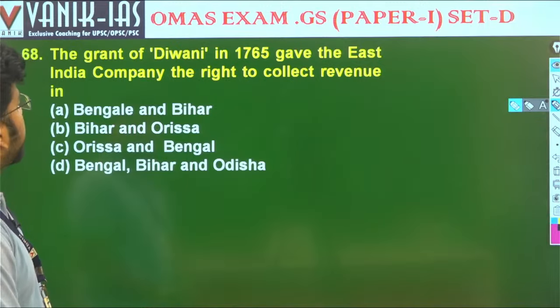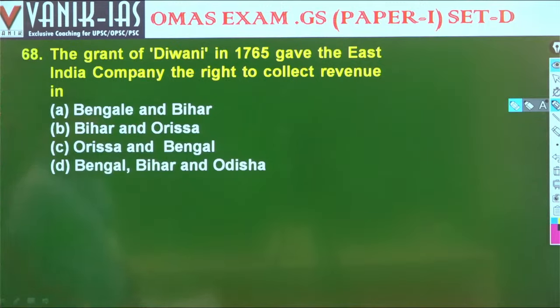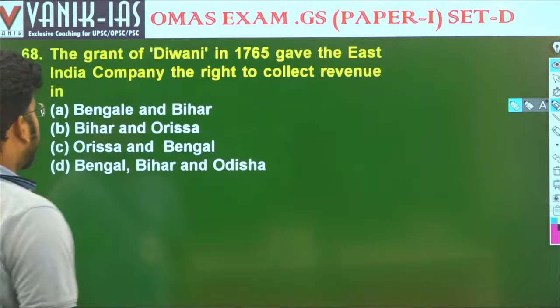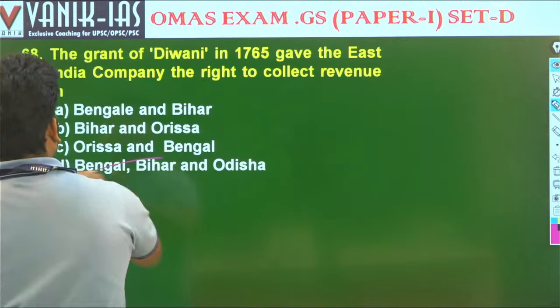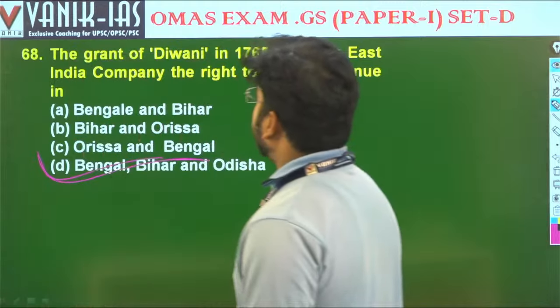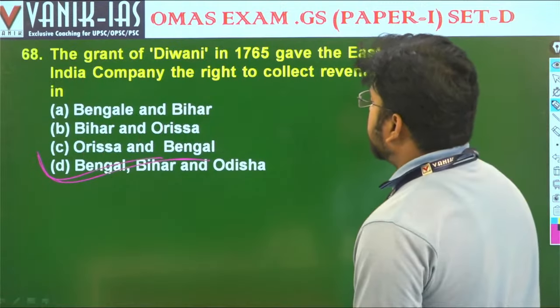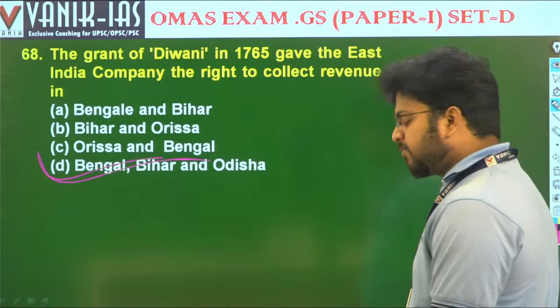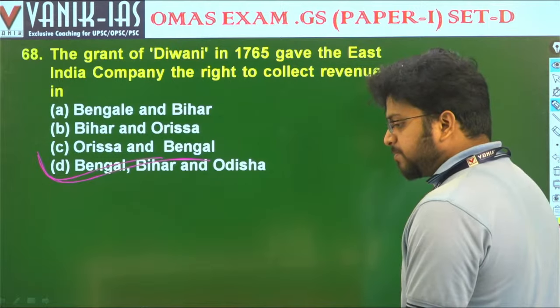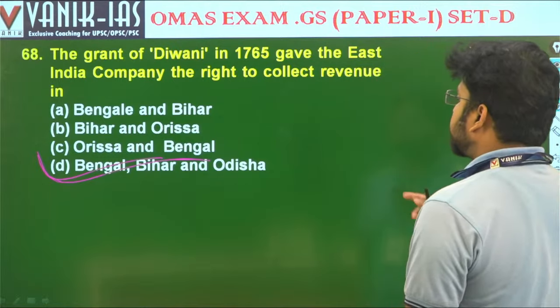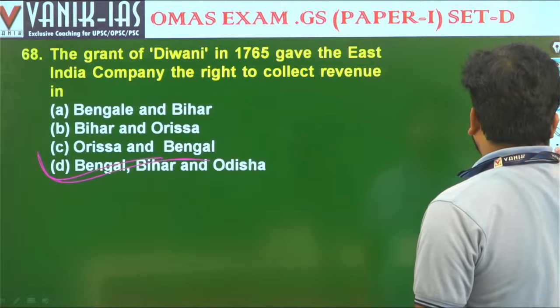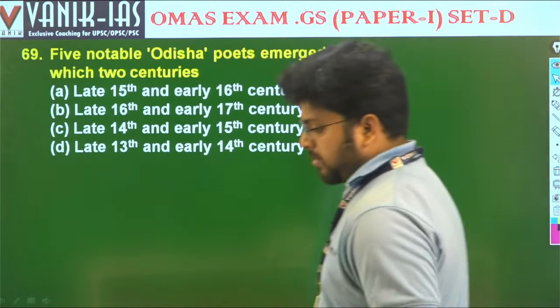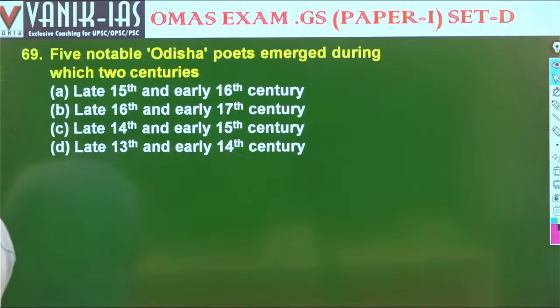Next is the grant of Diwani. In 1765 it gave the East India Company the right to collect revenue. Yes, the right to collect revenue, obviously starting from Bengal, Bihar and Odisha at that time. This Diwani right for the region was given after the Battle of Plassey. D is the answer. Next.